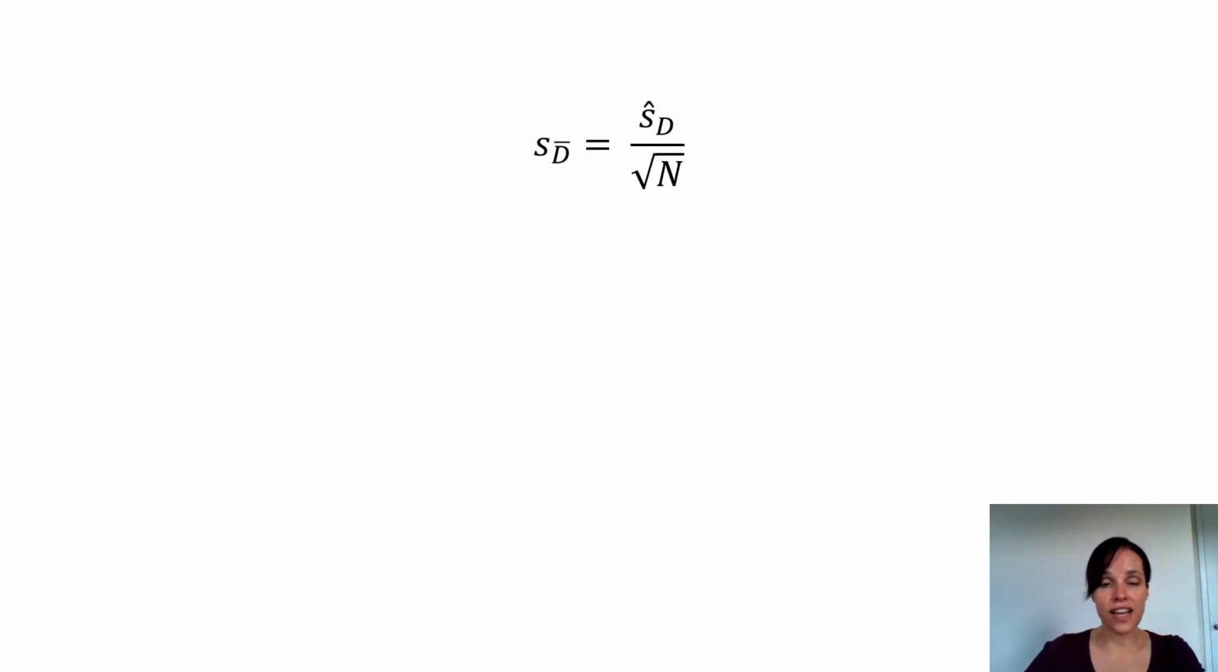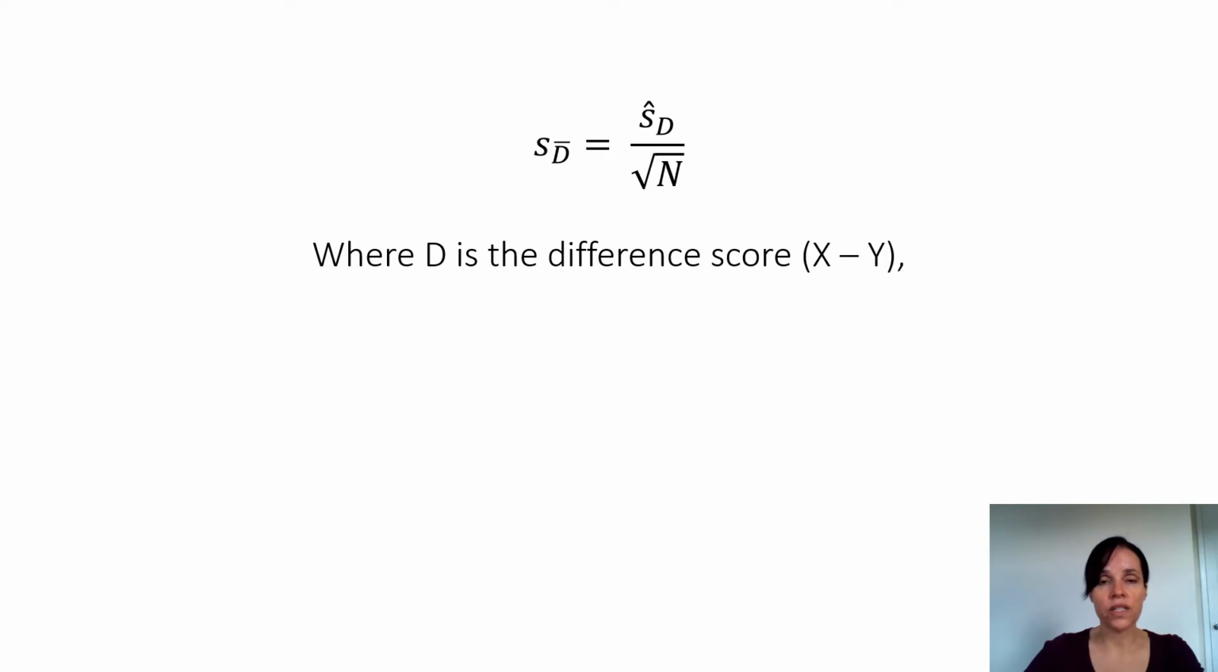To calculate the standard error of the mean difference, s sub d bar, we're going to take s hat sub d and divide by the square root of n. Again, n is the number of pairs of scores. Capital letter D is the difference score. You'll calculate the difference score by taking each x score and subtracting its corresponding y score. So capital letter D is the difference score. We'll calculate the difference score by taking each x value and subtracting the corresponding y value.